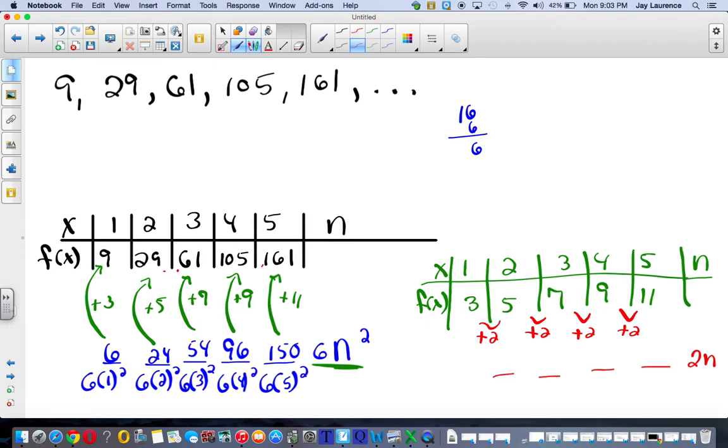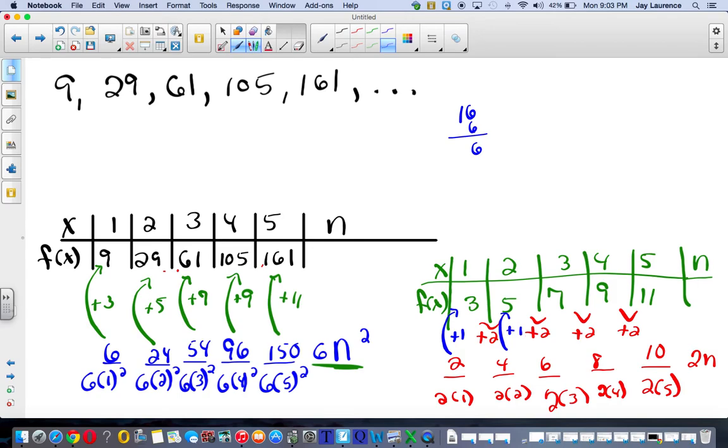It's going to be a linear pattern. So I do my comparison line, and of course I'm going to do 2 times 1, and 2 times 2, and 2 times 3, and 2 times 4, and 2 times 5. So that'll be 10, and 8, and 6, and 4, and 2. And how do I change the red one into the green one? Well, I add 1. 4 to 5, I have to add 1. 6 to 7, I have to add 1. That means my nth term is going to be 2n plus 1. So for this original one, it's going to be 6n squared plus the 2n plus the 1.